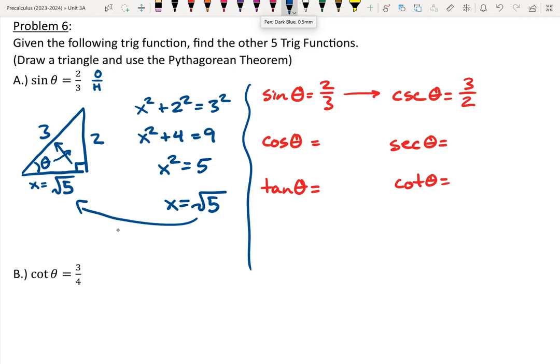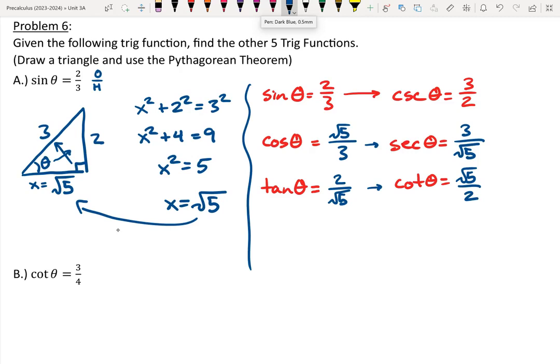Cosine is adjacent, square root of 5, over hypotenuse 3. And now that I know cosine, I can figure out secant, the reciprocal, 3 over square root of 5. Tangent is opposite over adjacent, so opposite 2 over adjacent rad 5. And now I can find my reciprocal cotangent by flipping it, rad 5 over 2. And that is how we could find our trig ratios based off of just one given.